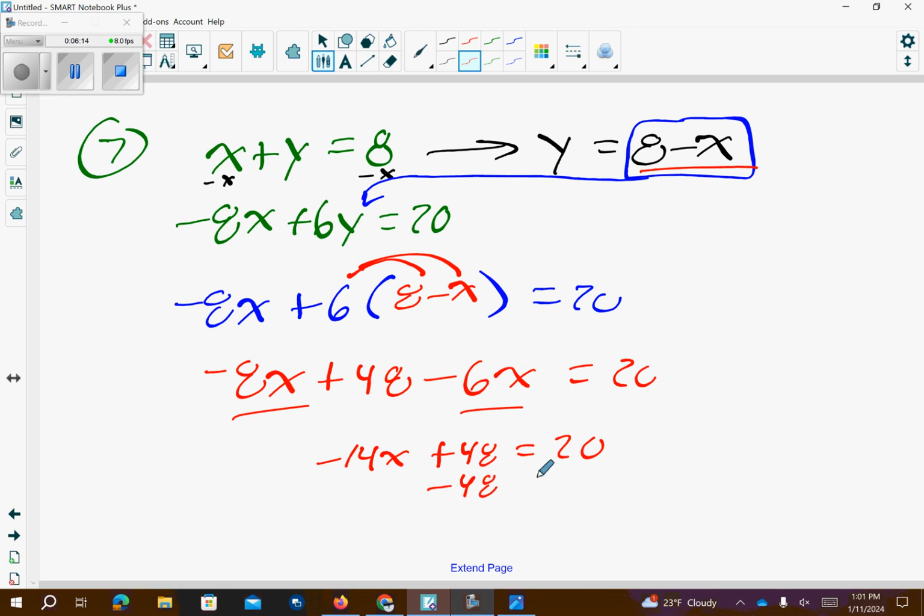Subtract 48 from both sides. Those cancel. Divide each side by negative 14. So x is going to be equal to 2.